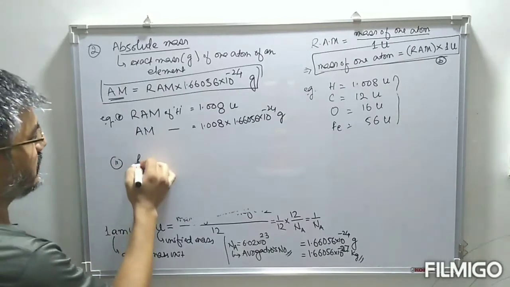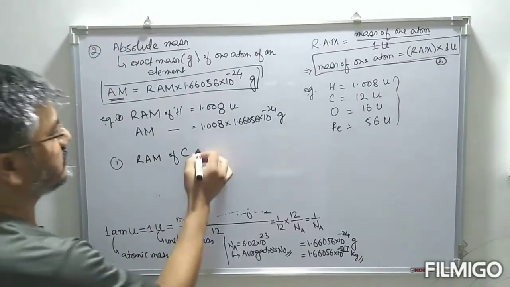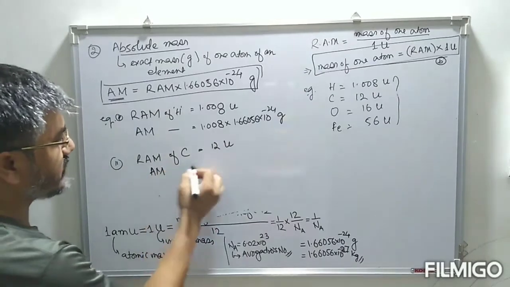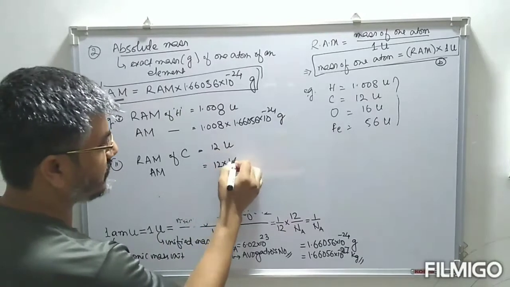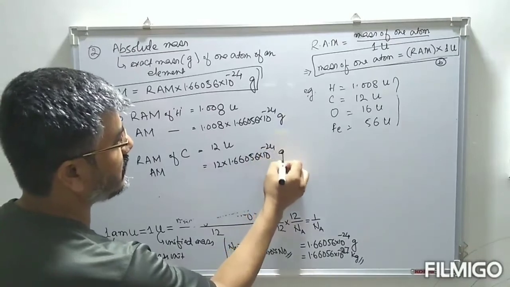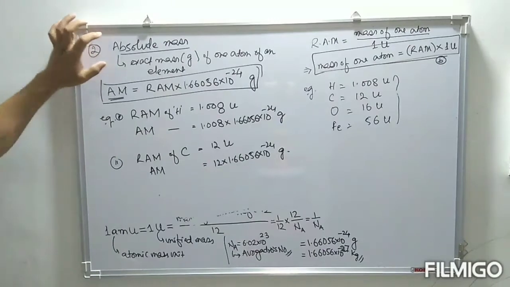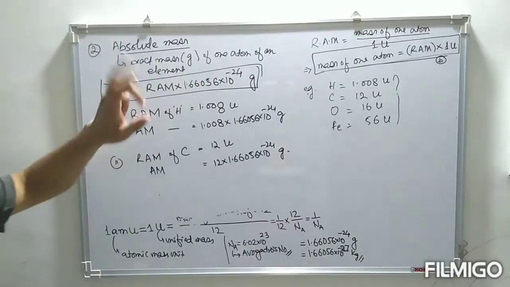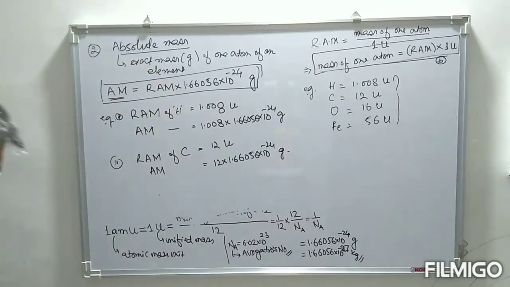Take the relative atomic mass of carbon. This is 12 U. Therefore, the absolute mass of carbon is 12 gram equivalent of unified mass, which is 1.66056 into 10 to the power minus 24 gram. So this is the absolute mass, that is the exact mass of a single atom, which must be expressed in terms of gram unit, and this is the relationship between the relative mass and the absolute mass.